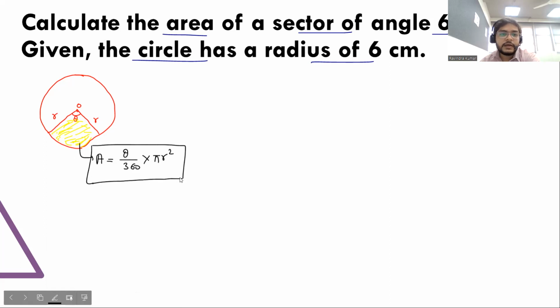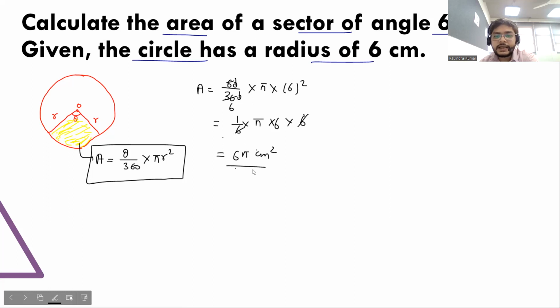We know that theta here is 60 degree, so we will put 60 instead of theta, divided by 360 into pi, and r is 6 centimeter, that is 6 square. When you cancel out, 6 ones are 6, 6 6s are 36. So it will be 1 by 6 pi into 6 into 6. This will be cancelled out by this, and we got 6 pi centimeter square. This is the area of sector. Understand? Easy, right? You just have to keep in mind the formula of area of sector, then you will get the answer easily.